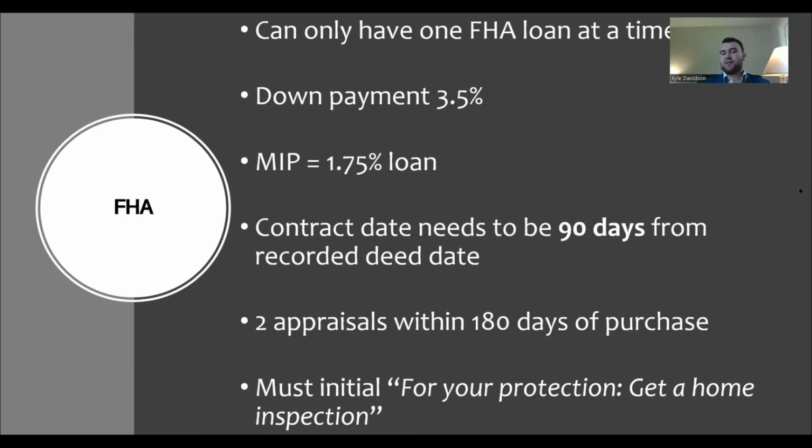And then on the flip side, you can't quickly turn around and flip something immediately with an FHA loan. They'll require at least 90 days from the date that the deed recorded. And it's very important that we look up the actual date the deed recorded. Especially during COVID, things got very delayed, and we have to go off that deed record date. We can't go off of the closing date.